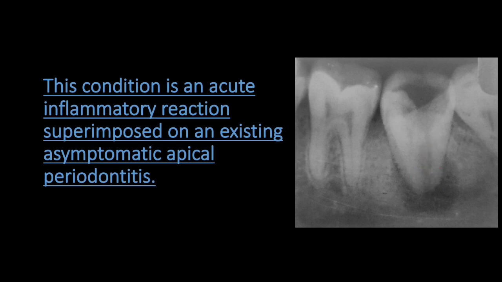This condition is an acute inflammatory reaction superimposed on an existing asymptomatic apical periodontitis, which means that the tooth is already compromised, it is already having apical periodontitis, but it is asymptomatic. But something happens due to which the condition becomes symptomatic. That we will study in the further slides. The other name for phoenix abscess is exacerbating apical periodontitis.